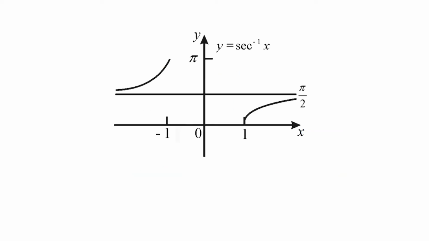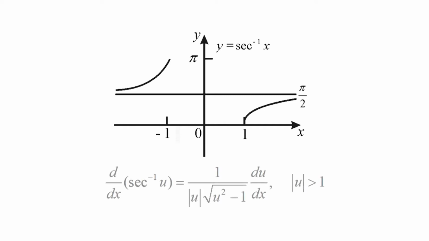As an illustration, we will prove one of the above formulae. The remaining will follow in a similar way. We derive d by dx of sec inverse of u equals 1 by mod u into square root of u square minus 1 into du by dx, with mod u greater than 1. We find the derivative of y equal to sec inverse of x with mod x greater than 1 using the method of implicit differentiation as follows.